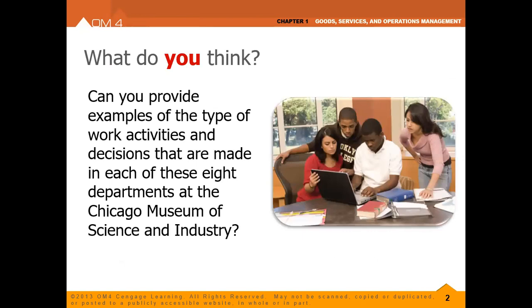If we were in class, you could try to think, can you provide examples of the type of work, activities, and decisions that are made in each of these 8 departments at the Chicago Museum of Science and Industry? So I'll let you think about it. And when we go down to what operations management is about, you will probably know, okay?